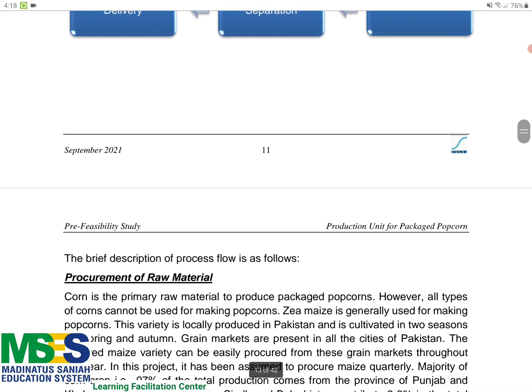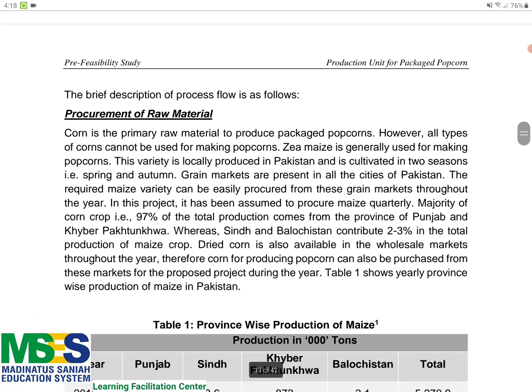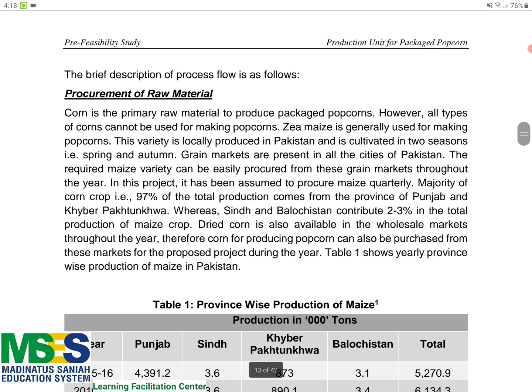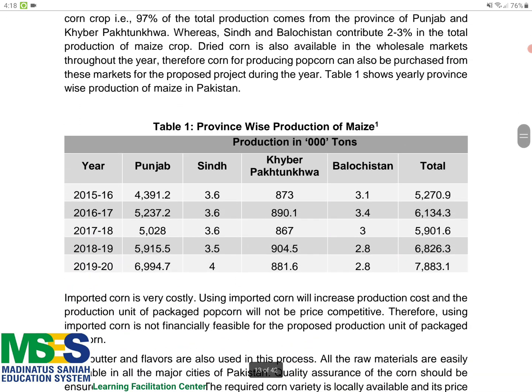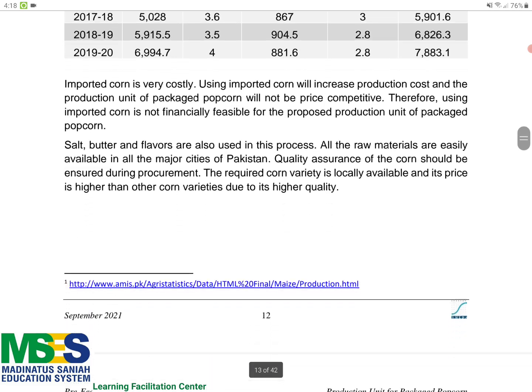So you could see they have given some province-wise production of maize. Maize is corn. Maize is another name for corn. It's not very relevant for us, but let's move on. And if we move forward, they have separately shown the different stages.